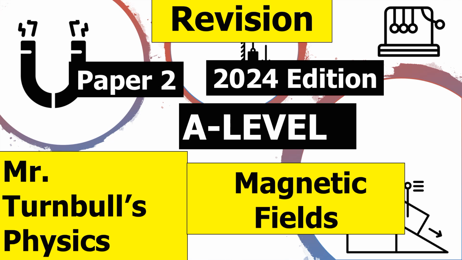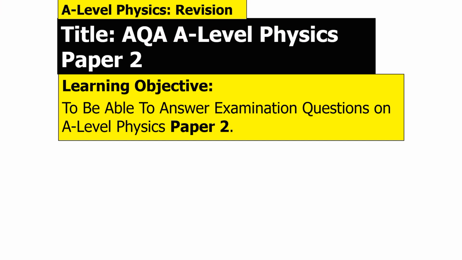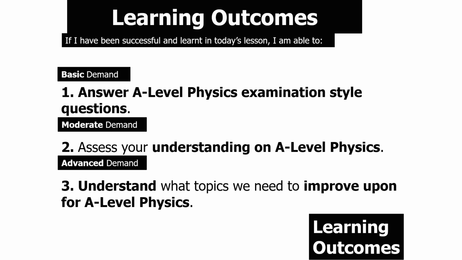Hello and welcome to this revision session for AQA A-Level Physics Paper 2 on the topic of magnetic fields. In this revision session we're going to look at how to answer examination questions for A-Level AQA Physics Paper 2, in particular magnetic fields. If we've been successful in today's lesson, we should be able to answer A-Level Physics examination style questions on magnetic fields, assess our understanding of magnetic fields, understand what topics we need to improve upon, and then see what we can develop from this.